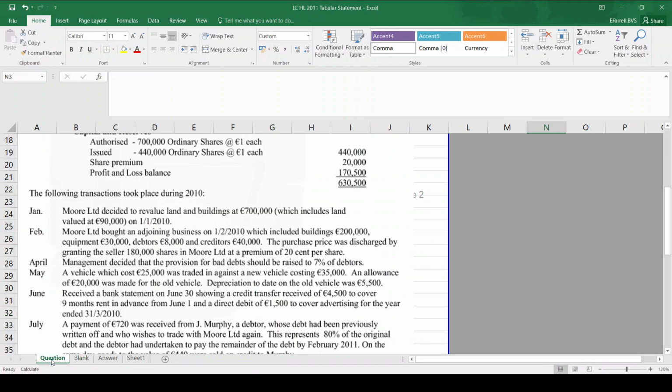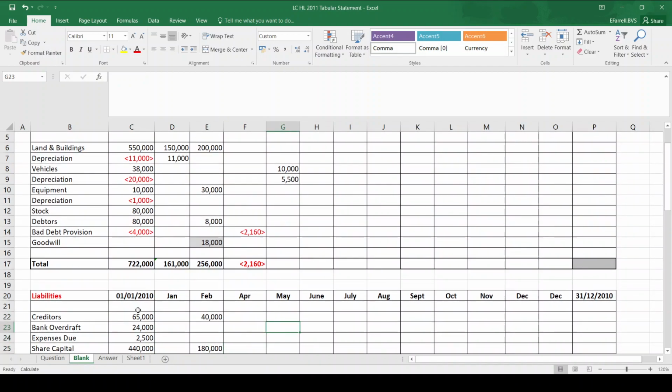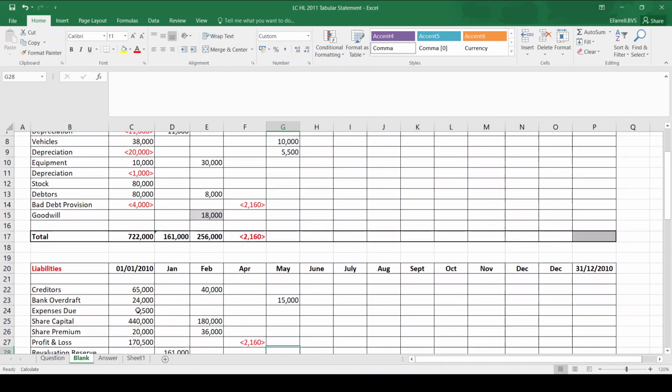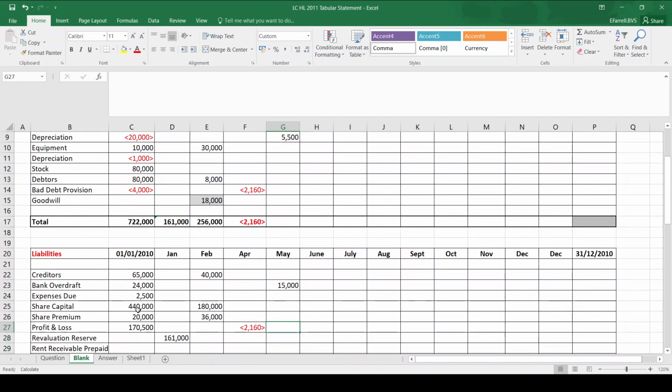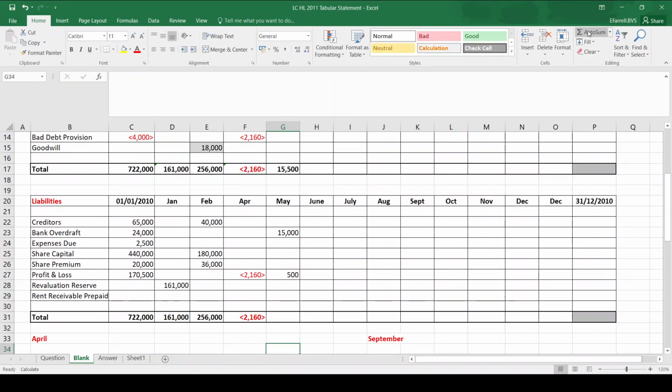How much did we pay for the new vehicle? Well, the new vehicle cost 35, and we got an allowance of 20. So we're paying 15,000. So if we pay 15,000, our bank overdraft is going to go up by 15,000. And as you've seen down below, we made a profit of 500 when we traded in our old vehicle for the new vehicle. So that should be all the entries there. And again, I'm just going to total my assets. They come to 15,500. And I'm going to total my liabilities. They come to 15,500 also.